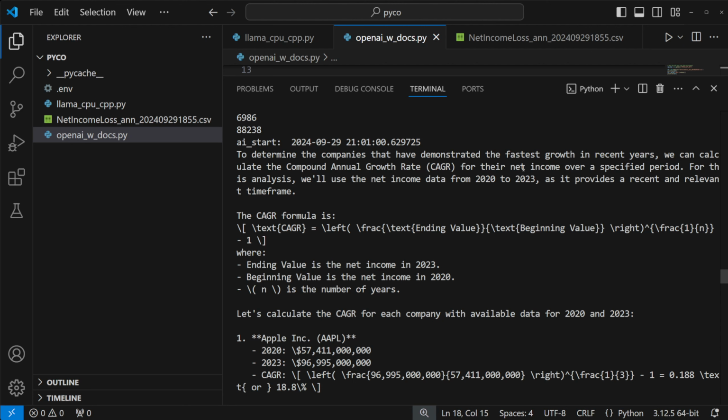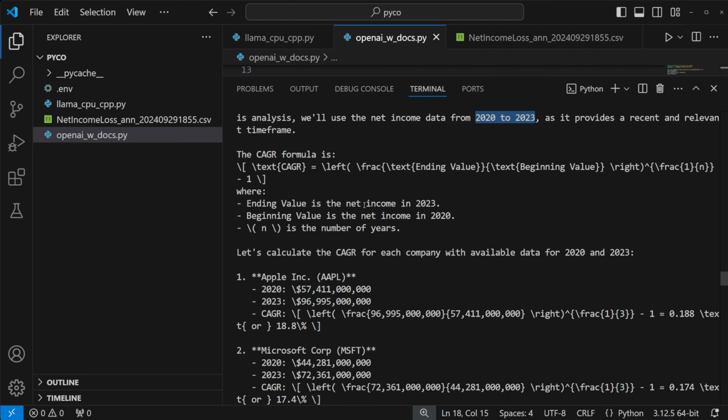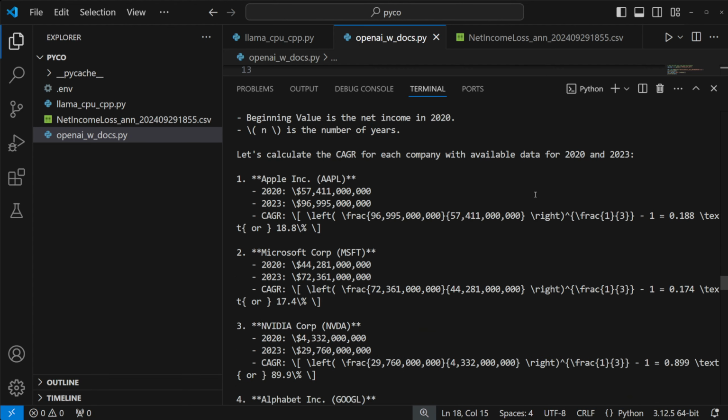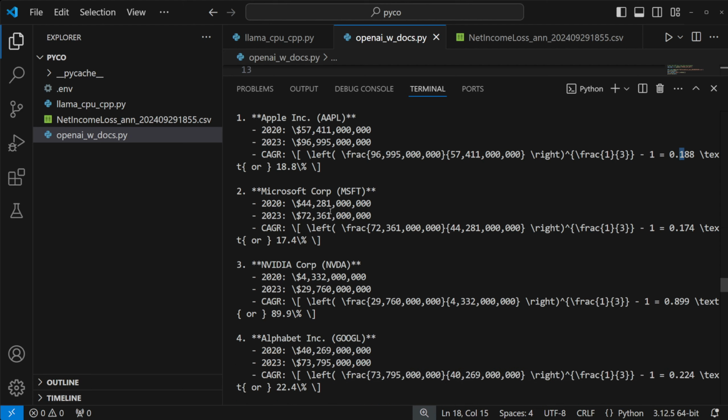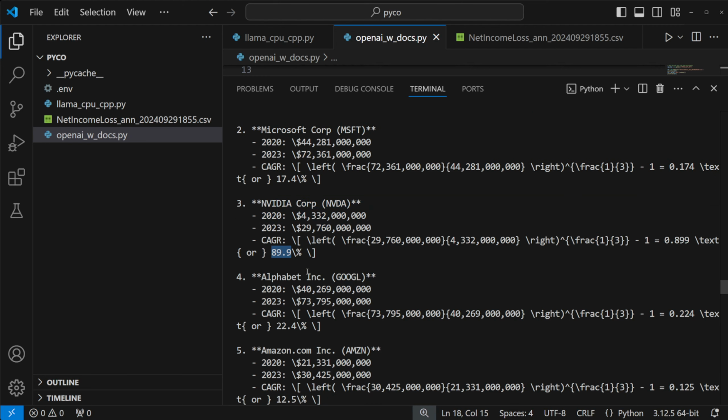To determine the CAGR, 2020 to 2023. Methodology, okay. What do we got? Apple, over 4 years, 18.8 CAGR. Microsoft, over 4 years, 17.4. NVIDIA, over 4 years, 89.9.